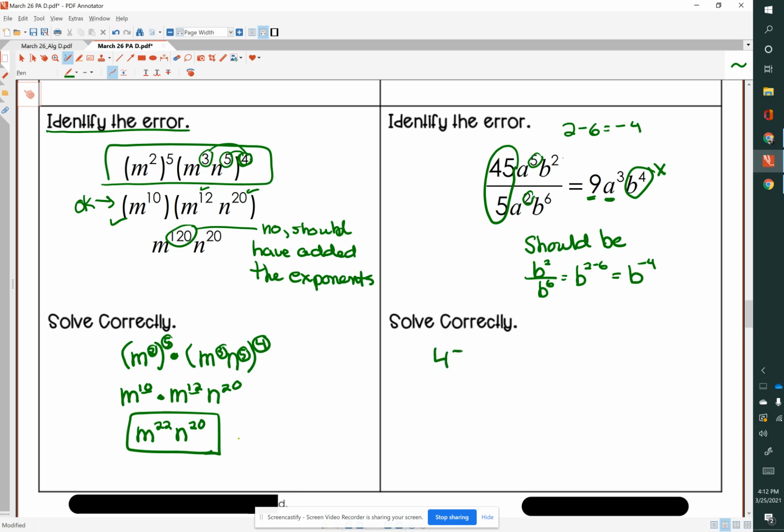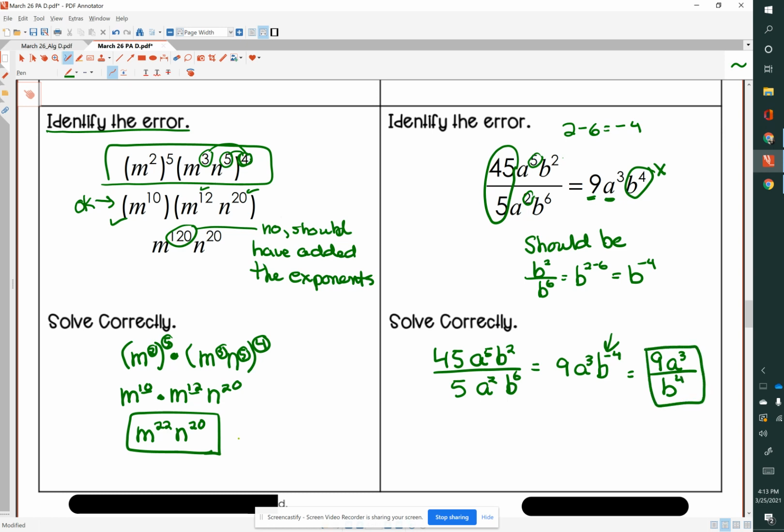We'll start with the beginning. 45 a^5 b^2 divided by 5 a^2 b^6. And 45 divided by 5 is 9. a, 5 minus 2 is 3. That much was correct. And then b, 2 minus 6 is negative 4. Now we have to rewrite this with that, because we don't want a negative exponent. We'll put that in the denominator. So 9 a to the third is our numerator, and our denominator is b to the fourth.